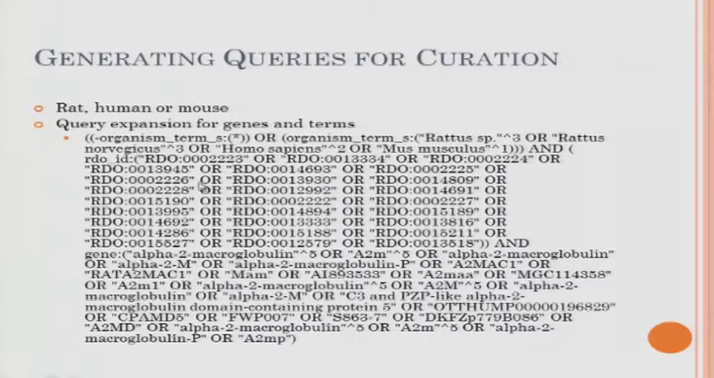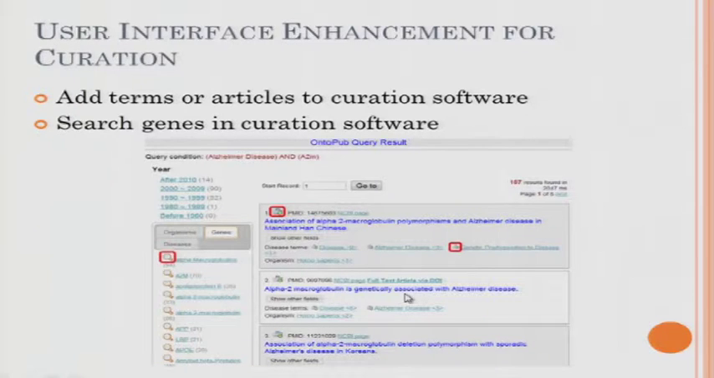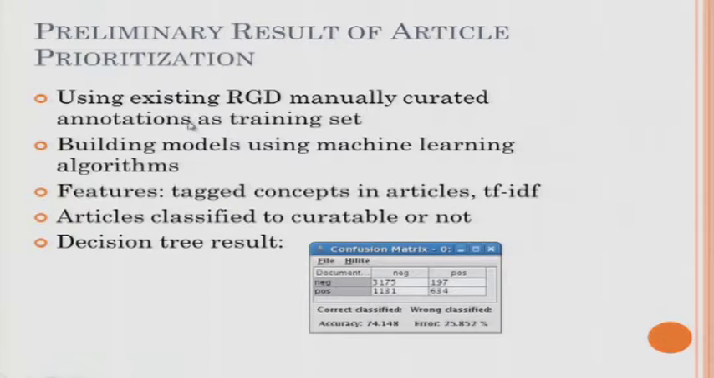This is the query generated by OntoPub automatically. Because we only annotate human, rat, and mouse annotations, the search has a filter for organisms, and also term expansion and gene name expansion for search. In the user interface, we have controls to add the reference, terms, or genes back to the curation software.